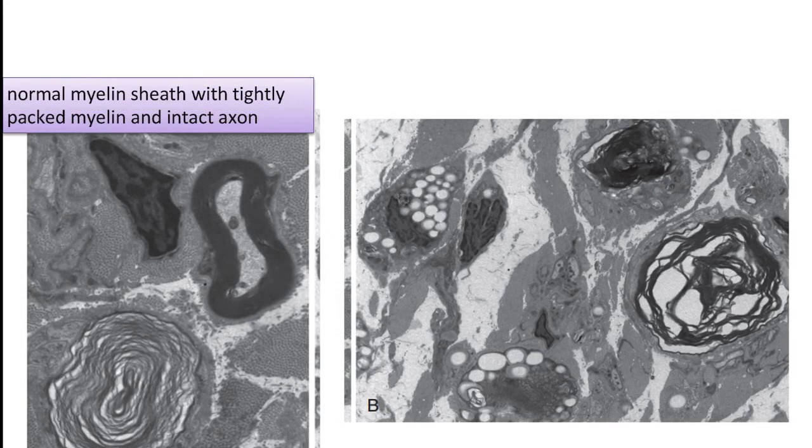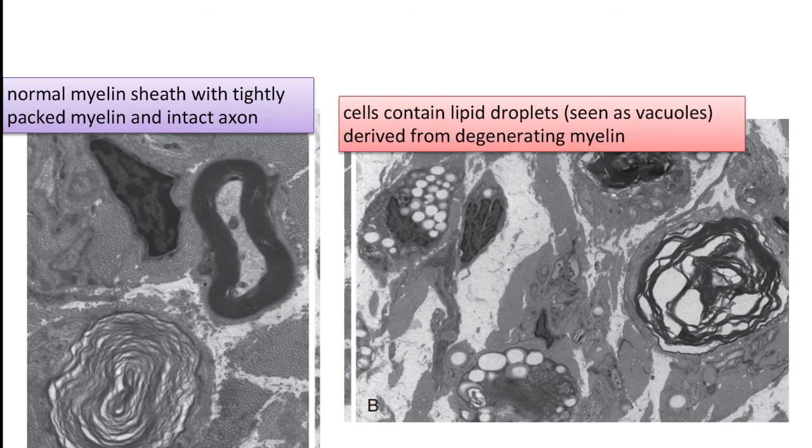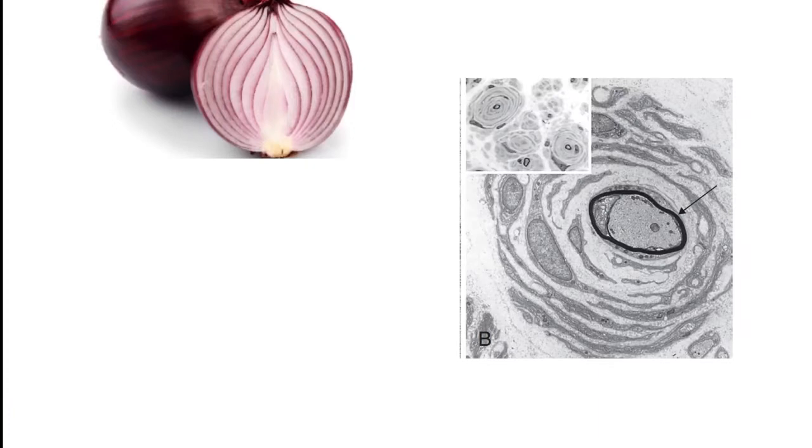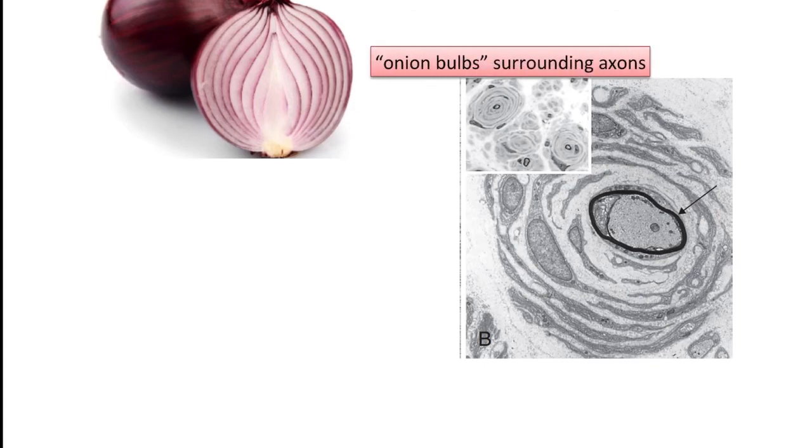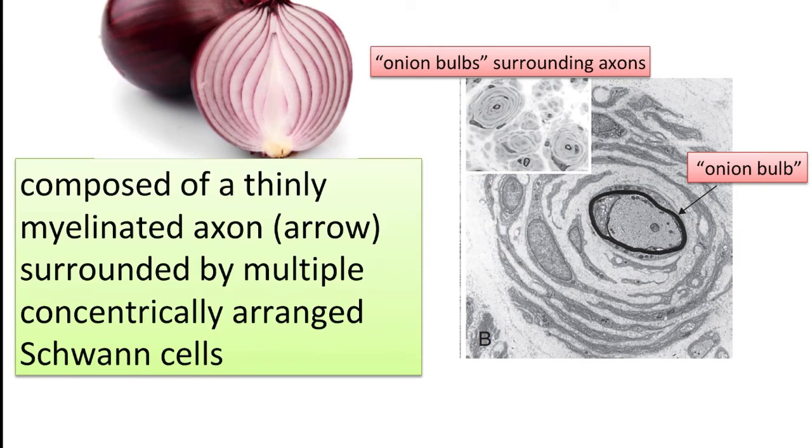Here you can see the intact axons, and here the degenerated myelin with loose myelin layers. Here you can see some cells showing lipid droplets, which are one form of degeneration and demyelination. This is the onion bulb when it is getting regenerated. This is the onion bulb surrounding the axons after the injury, and it is composed of thinly myelinated axons surrounded by multiple concentrically arranged Schwann cells.